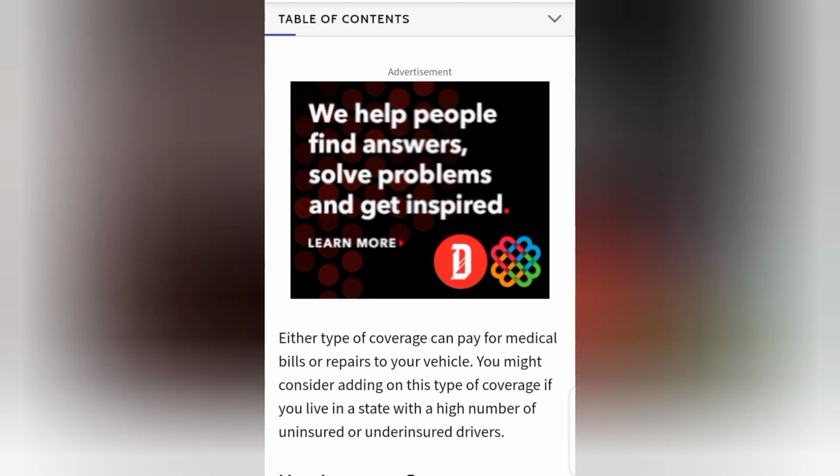You might consider adding on this type of coverage if you live in a state with a high number of uninsured or underinsured drivers.